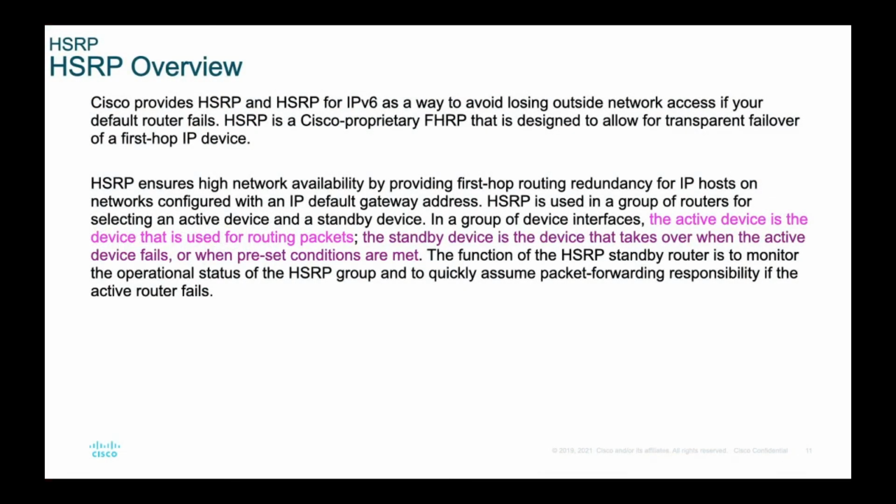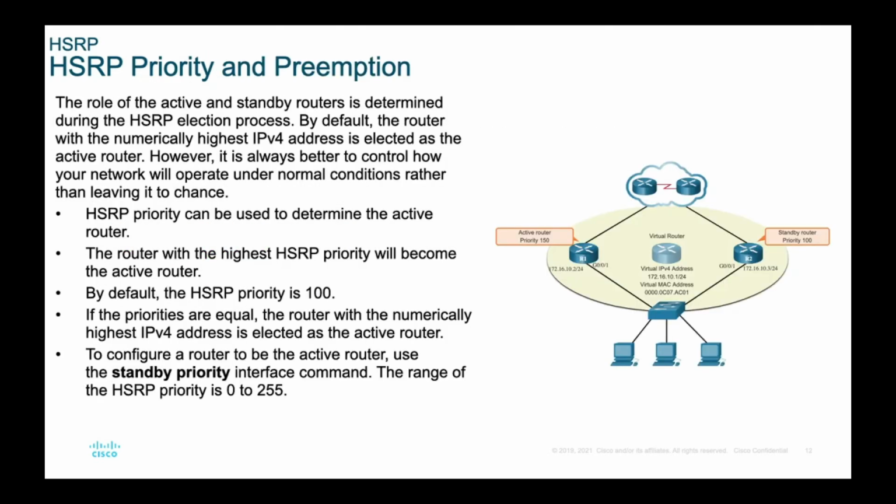So HSRP and HSRP version 2 for IPv6. We are able to deploy multiple routers, but they will take one router as an active device, which will be used for routing packets to other networks, and the other router will be in standby mode. So when the active device fails, the other router will take over. That's how HSRP works.